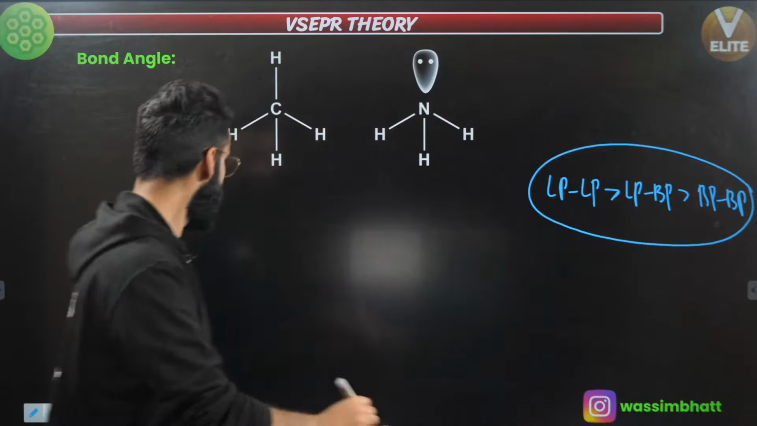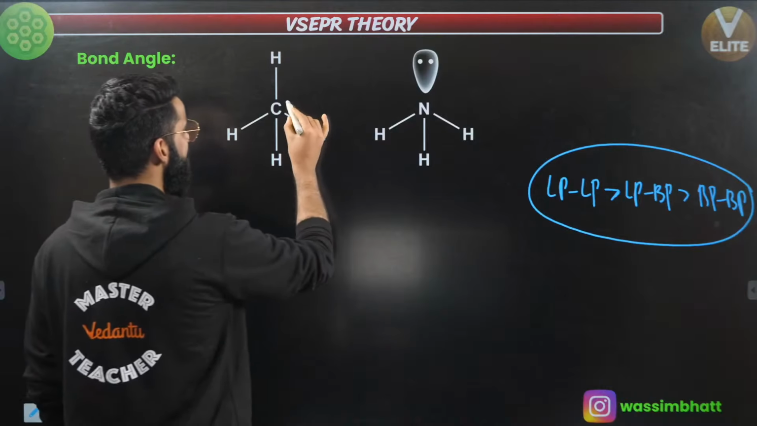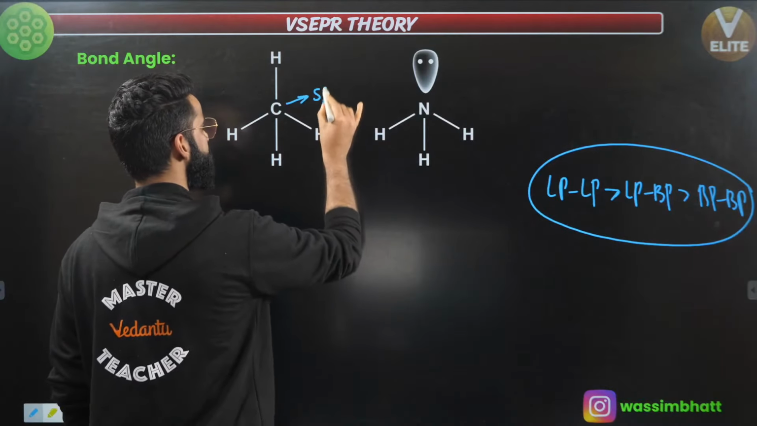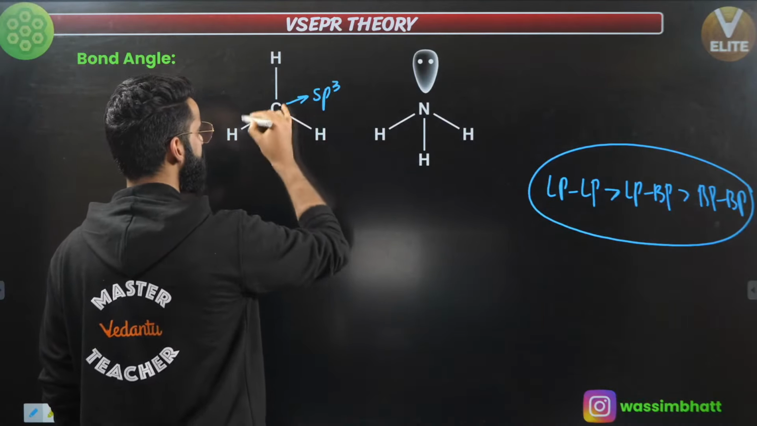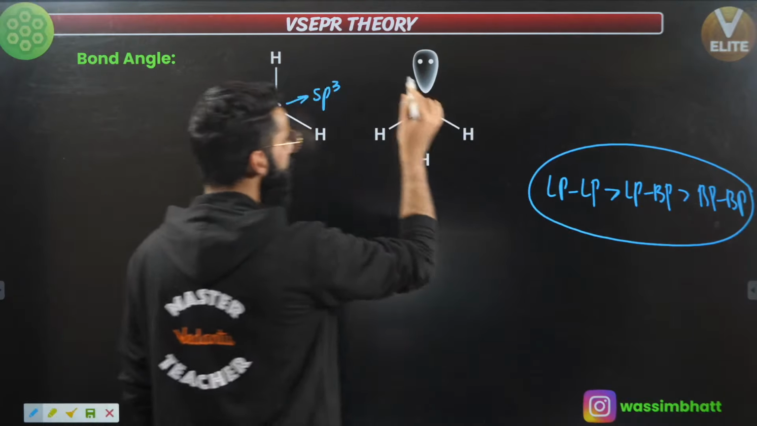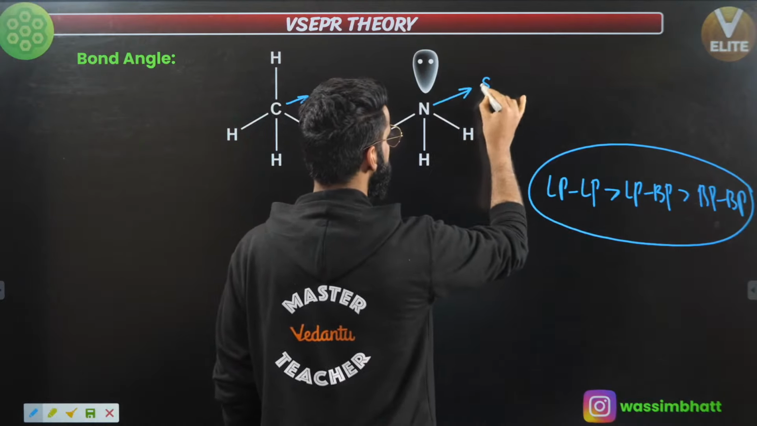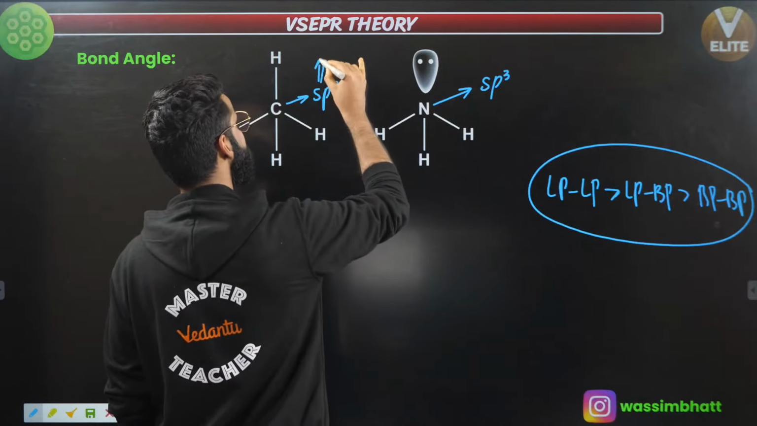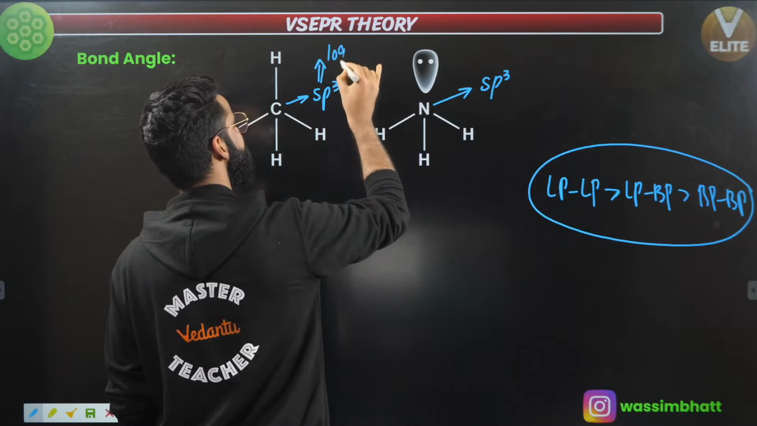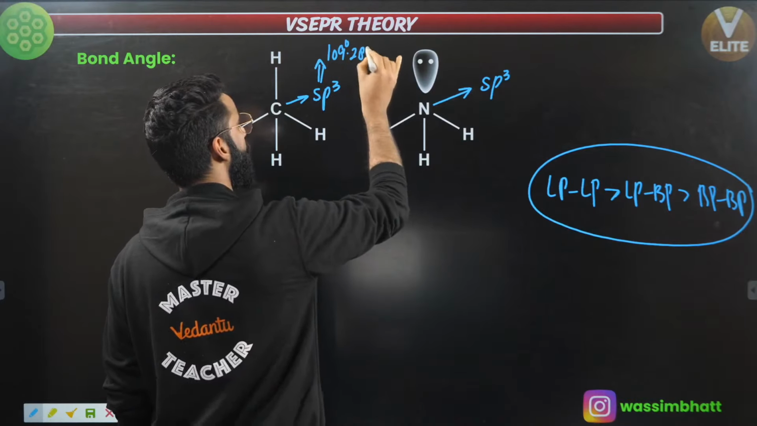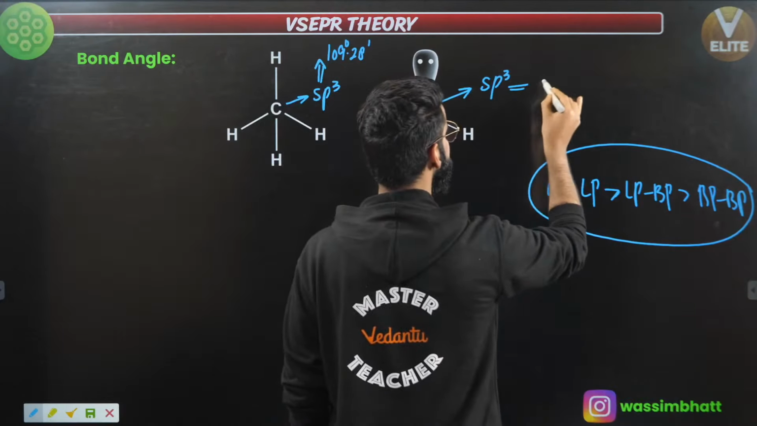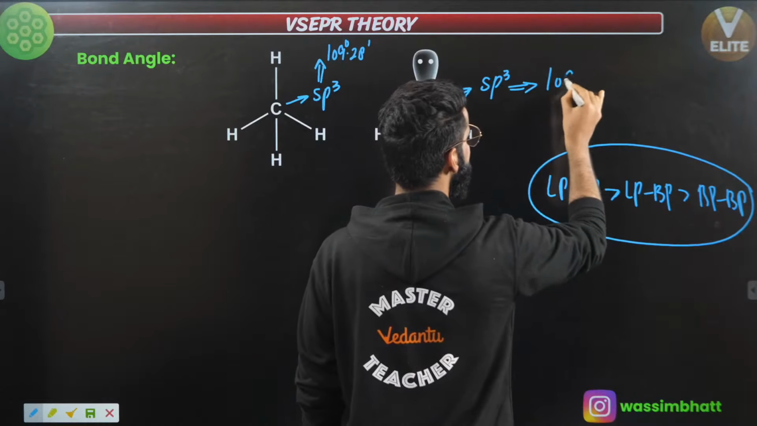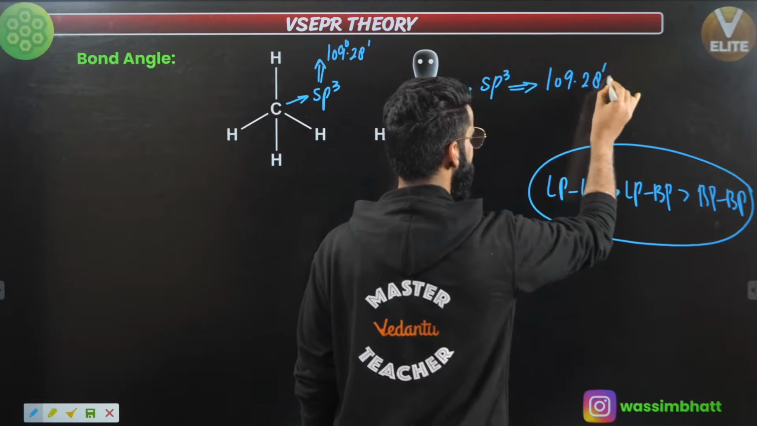Now guys, if I ask you the hybridization of this carbon, you'll simply say sp3, because it has steric number 4, with 4 sigma bonds and 0 lone pairs. What about the hybridization of this nitrogen? It's again sp3, right? And in case of sp3 hybridization, what is the expected bond angle? That is 109 degree 28 minutes. What is the expected bond angle right here? The expected bond angle again is 109 degree 28 minutes, right?